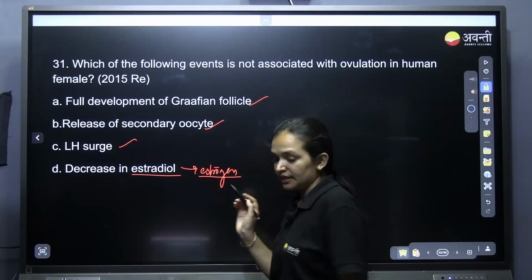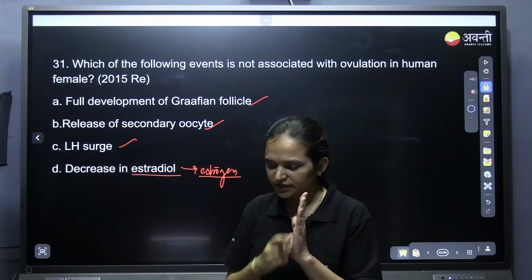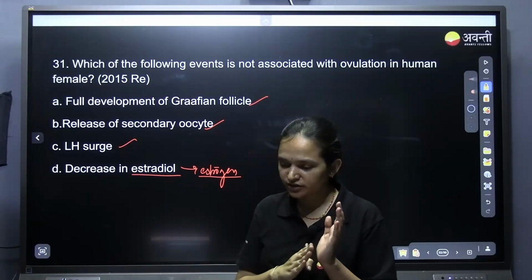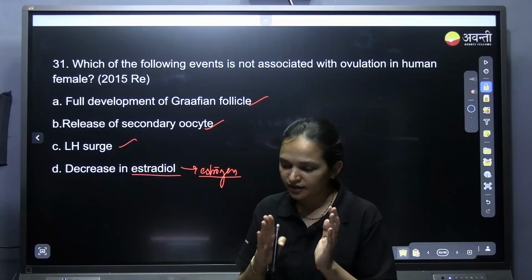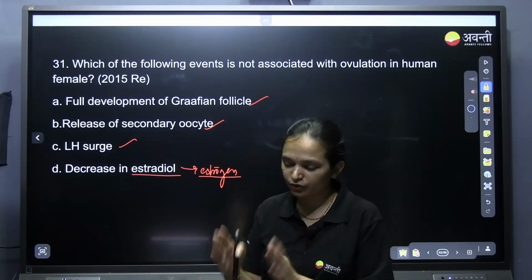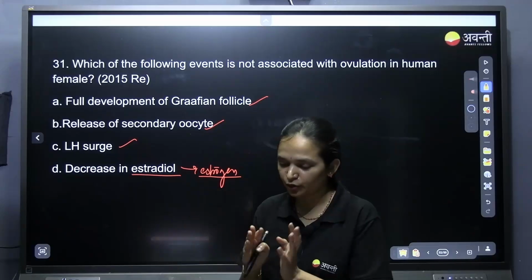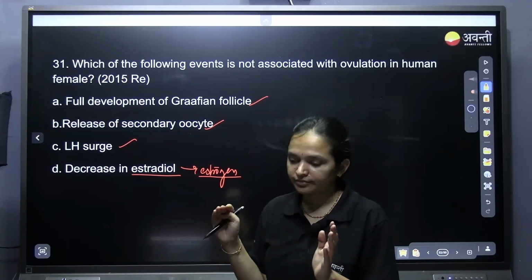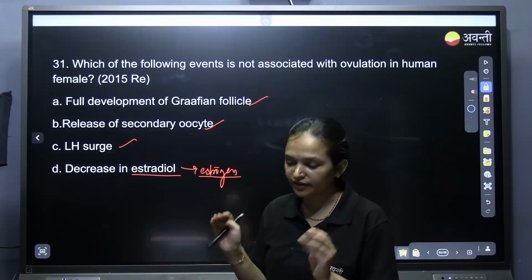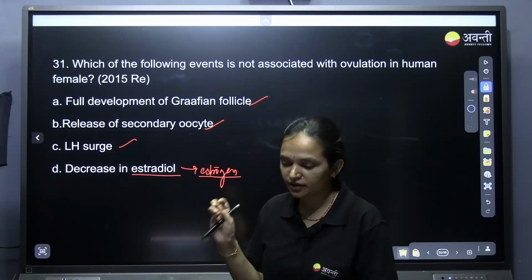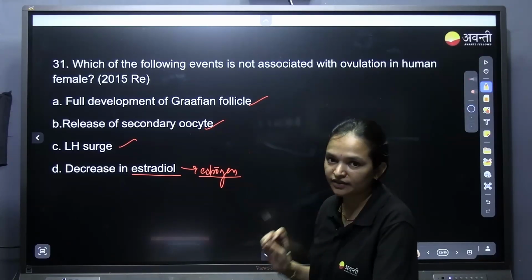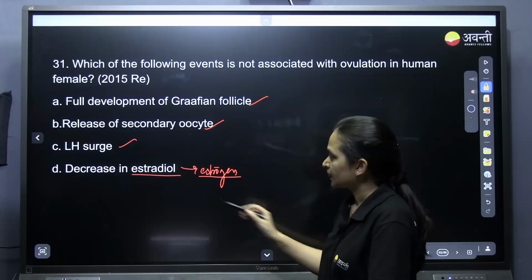Actually, that particular graph is there, right? It is like starting menstrual phase, then follicular stage, then ovulatory stage, then luteal phase. That graph is very, very important. Each and every point in it, each and everything which is represented there is very, very important. Go through it again. Decrease in estradiol.